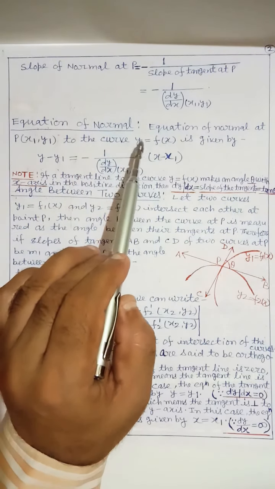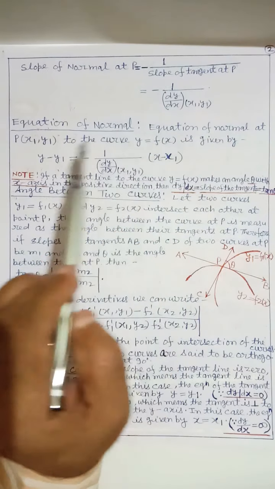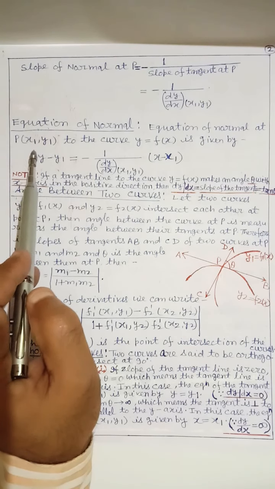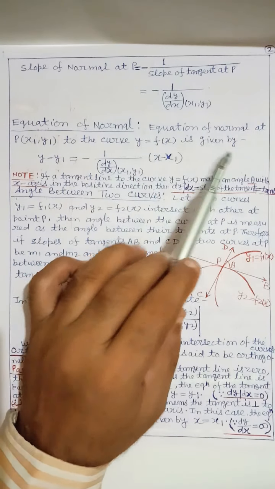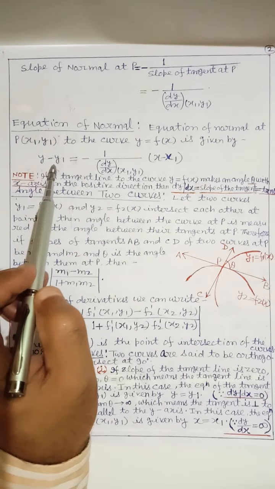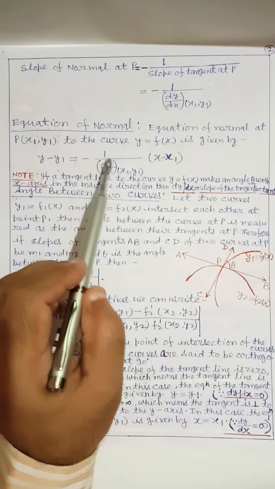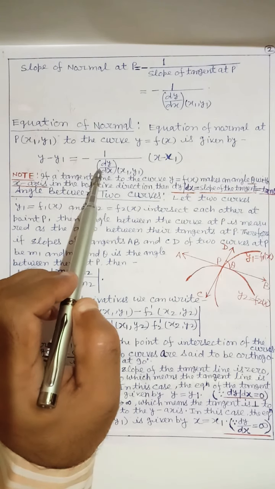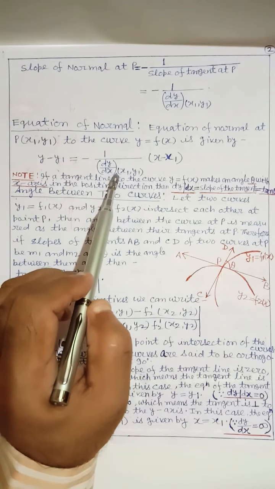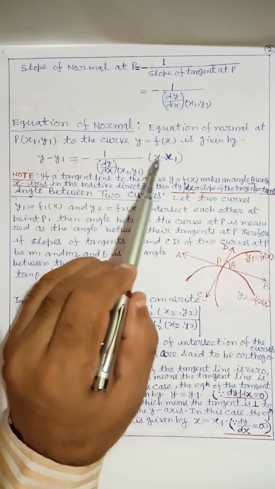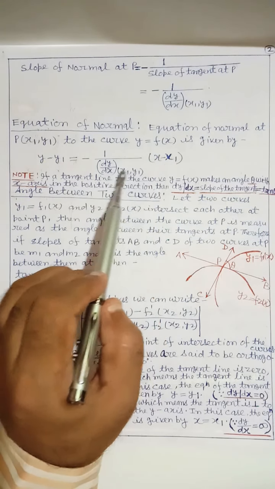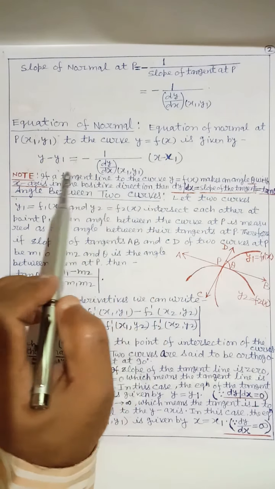And what is the equation of normal? Equation of normal at P(x1, y1) to the curve y equal to f(x) is given by y minus y1 equal to minus 1 by dy by dx at (x1, y1) into (x minus x1). So this is the equation of the normal.